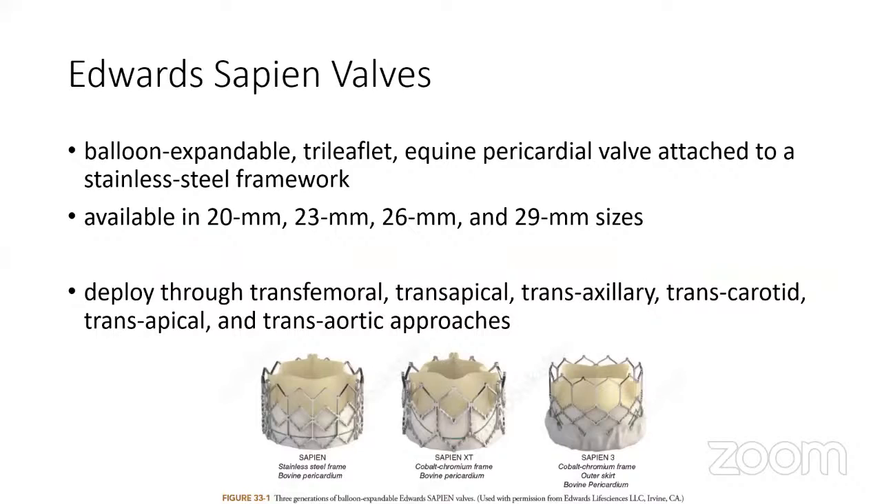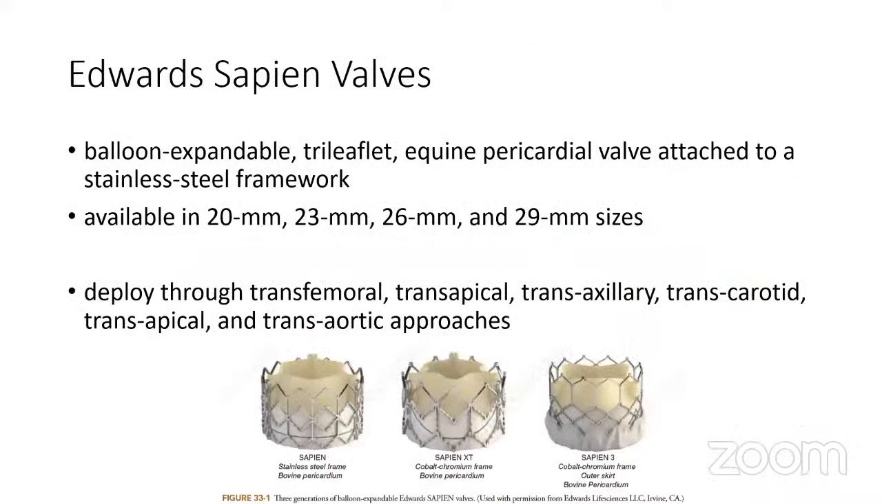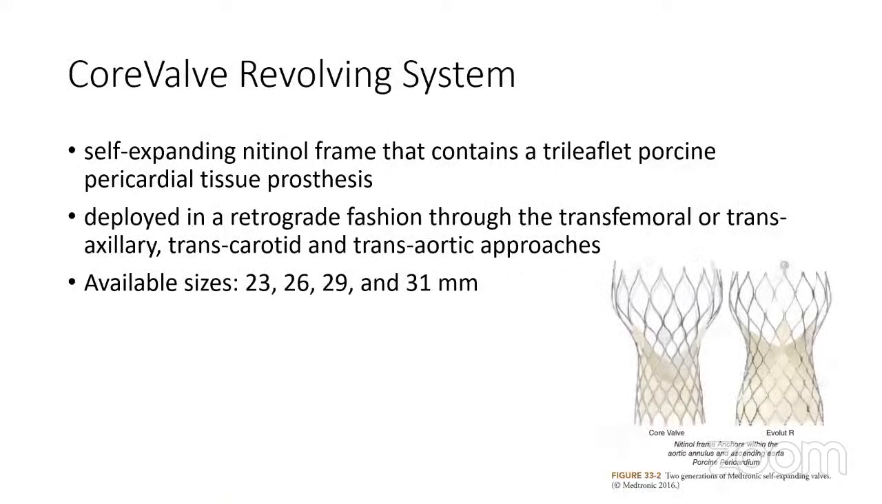The Edwards valve is a balloon-expandable tri-leaflet equine pericardial valve attached to a steel framework. The available sizes are 20, 23, 26 and 29, four sizes, and it can be deployed through transfemoral, apical, transaxillary, transcarotid, transapical, and transaortic approaches.